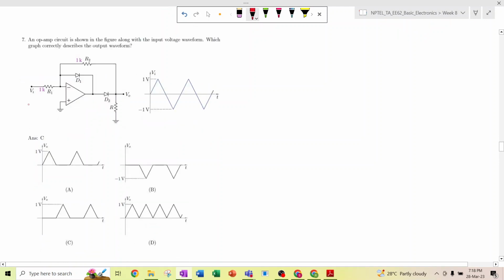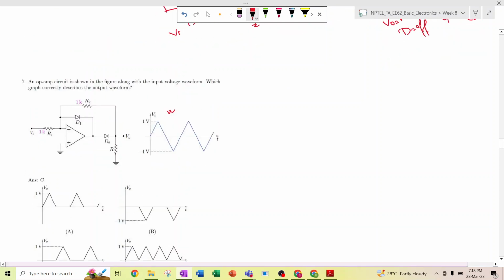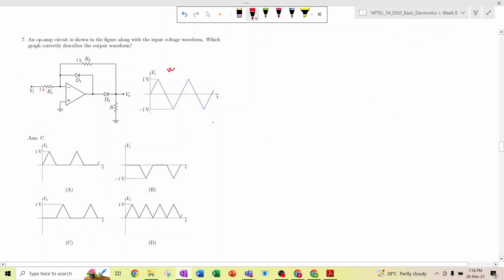So I am moving forward to the next problem. In the next problem, it is said: an op-amp circuit is shown in the figure along with the input voltage waveform; which graph correctly describes the output waveform? So it is the same waveform we are giving, but now the circuit is different. So, okay, at first I need to draw the circuit. So what is happening?